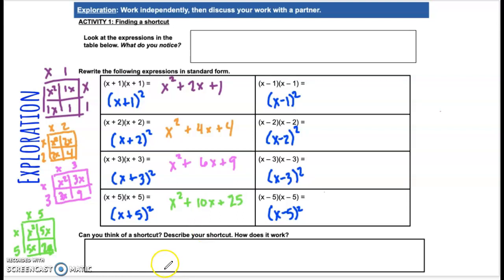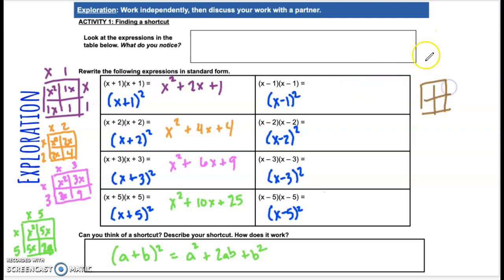All right, so at this point, you might be starting to see the pattern. Hopefully what you're starting to see is that the first term is squared, the last term is squared, and then the middle term is 2 times the first times the last, right? So if we had a plus b squared, we would have a squared plus 2ab plus b squared, right? So let's see if that holds true over here, okay?